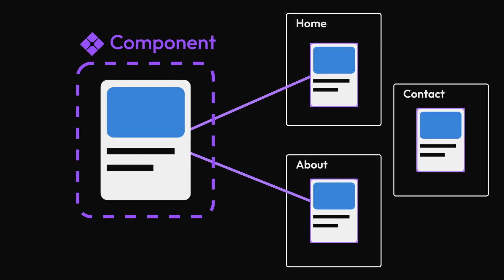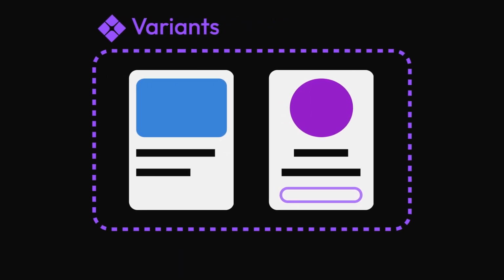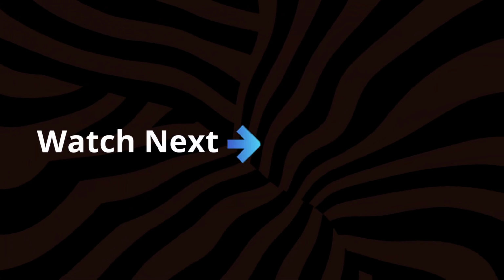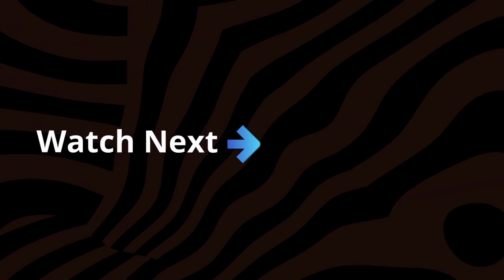At this point, you have learned the basics of components in Figma, but that is just level 1. You actually need to use variants to have that level 2 design superpowers. And if you click and watch this video next, I'll show you how to go to the next level of using components to make better designs.